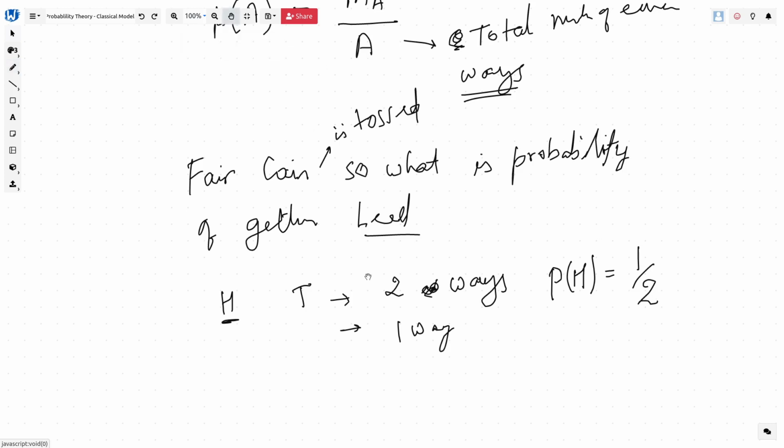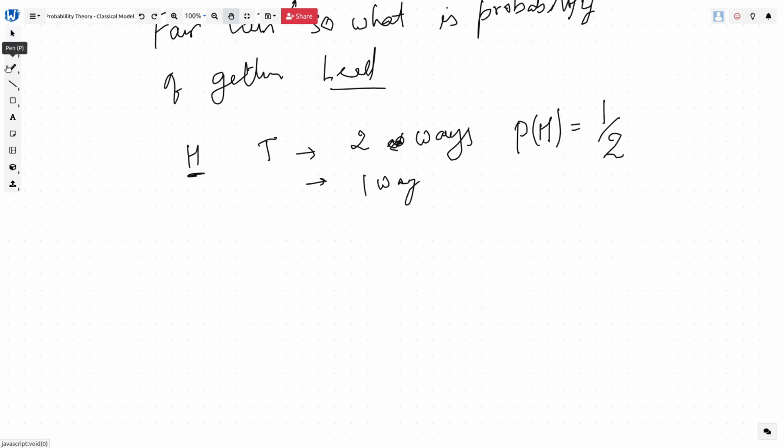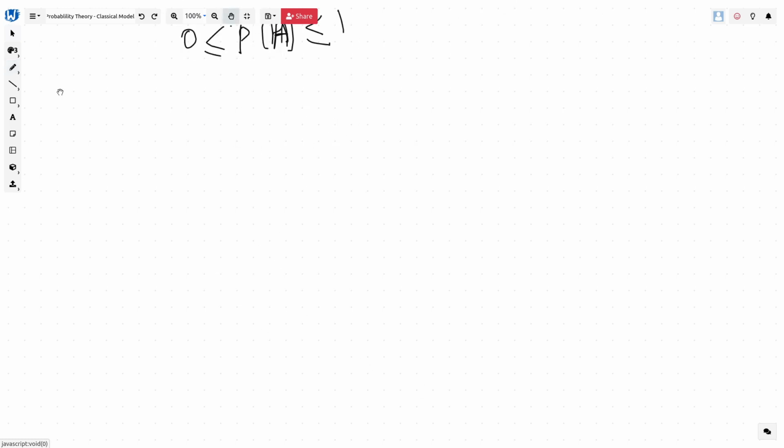There are a few more things which are quite important here. Please note the probability of any event, getting head or tail, or any event, cannot be greater than 1, right? So in case you are getting a probability of a particular event more than 1, let's say 4, then you have done something wrong, right? So let's look at another basic example.